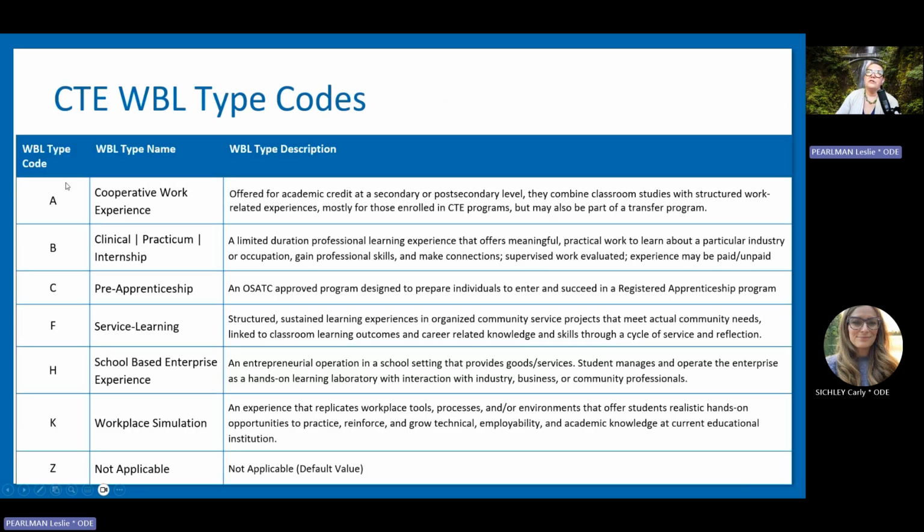So here are your different type codes. These are the 6 different types of work-based learning that you can choose from when you are indicating these experiences for a student. Again, anything that is not Z, you will need to submit an appropriate zip code that is related to this work-based learning experience.